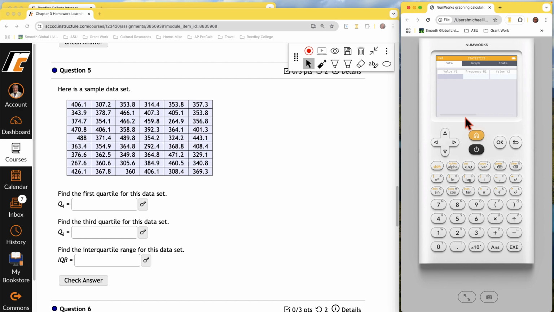TI-84 is a good calculator, but they spent so much time being backward compatible that they're still 30 to 40 years behind the times. So anyway, let's go ahead and see if I can get all of this entered in correctly. And again, I like to go horizontally and then work down.